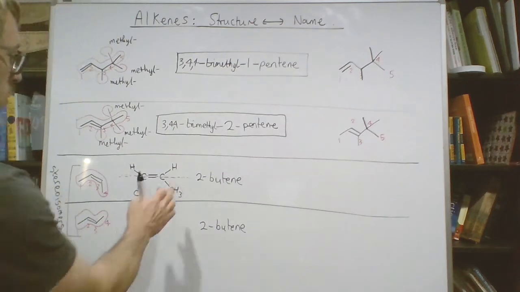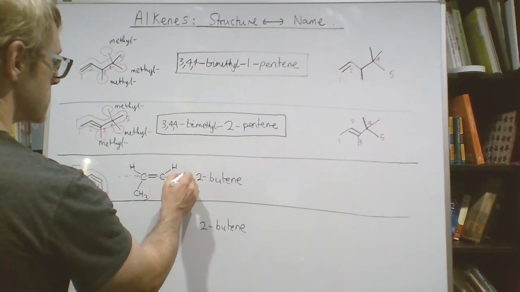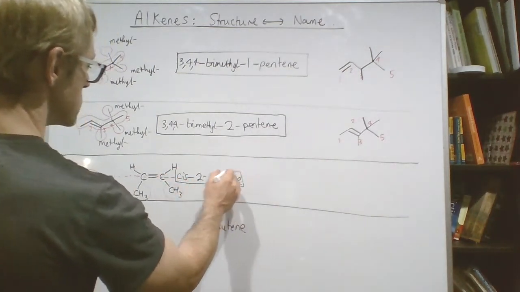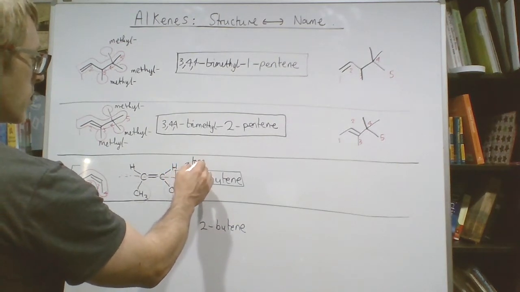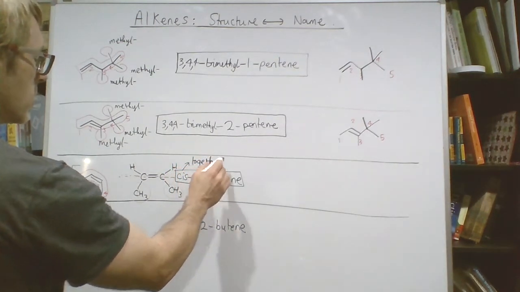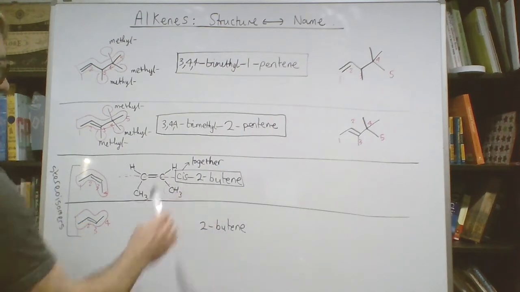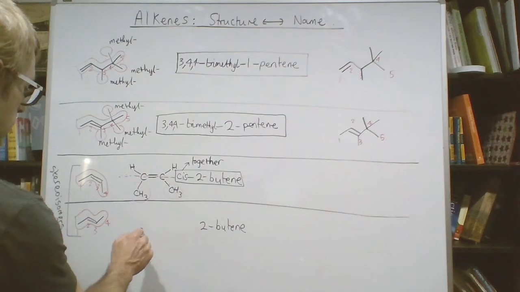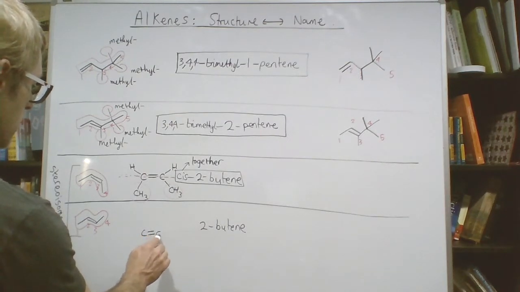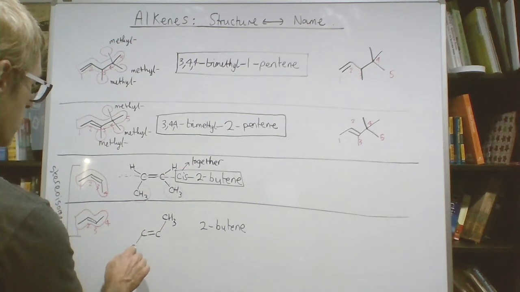So we represent the word together as cis. So we would call this cis-2-butene, where cis just means together. So this is a stereoisomer called cis-2-butene. If we look at this structure here, it looks like the methyls are across the double bond.